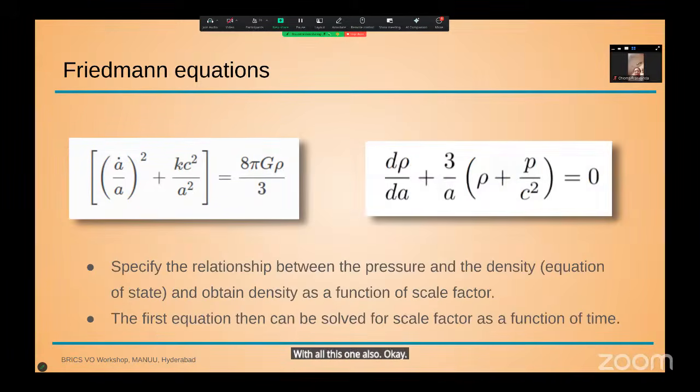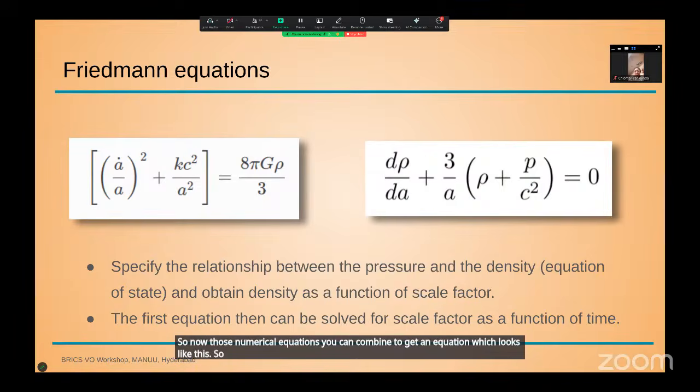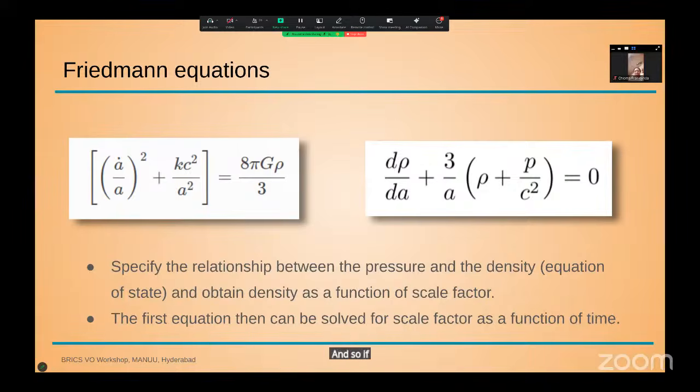Okay, good. So now those earlier two equations you can combine to get an equation which looks like this. For any component of the universe, if you know how its pressure is related to the density, which is something called an equation of state, and so if you use P is equal to w rho c square, where w is some kind of a constant, then you can put it in this equation and you can figure out how the density changes as a function of scale factor.